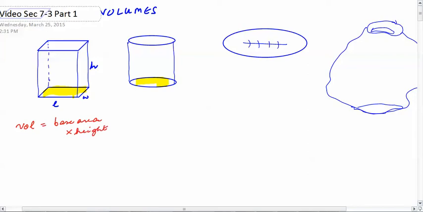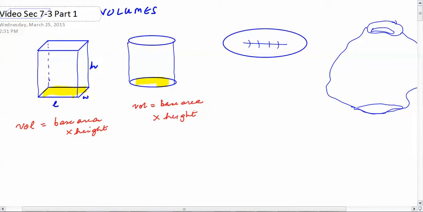I've got a cylindrical can, maybe a can of soup here. What's the volume of that? We've also done that in the past. The volume is equal to the base area, which is pi r squared, times the height. The important thing though, it's the base area times the height.